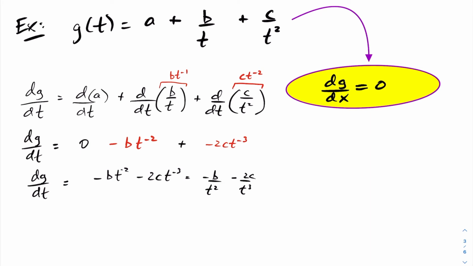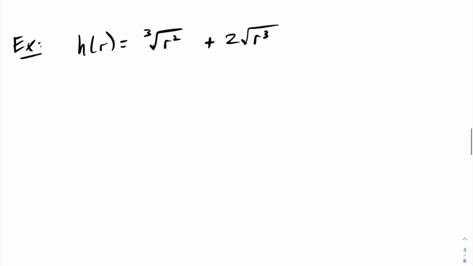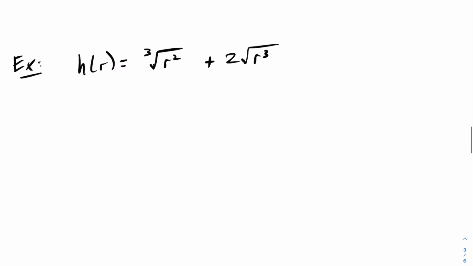All right, let's look at another problem. So for this question here, it's the same idea. What we want to do here is first write everything in exponential form. So this would be h of r is going to be r to the 2/3, plus this will be 2 times r. Again, this is the square root, so really there's a little 2 here. So this would be r to the 3/2.